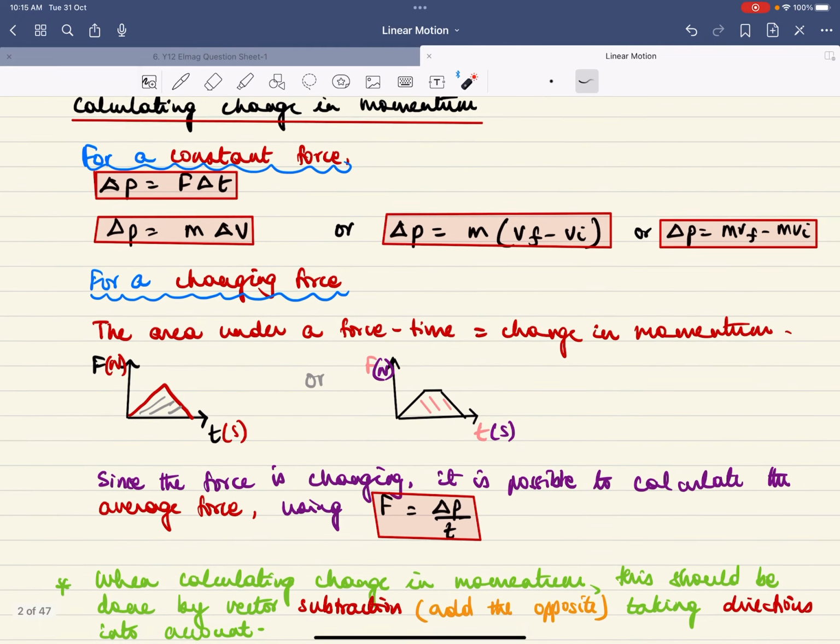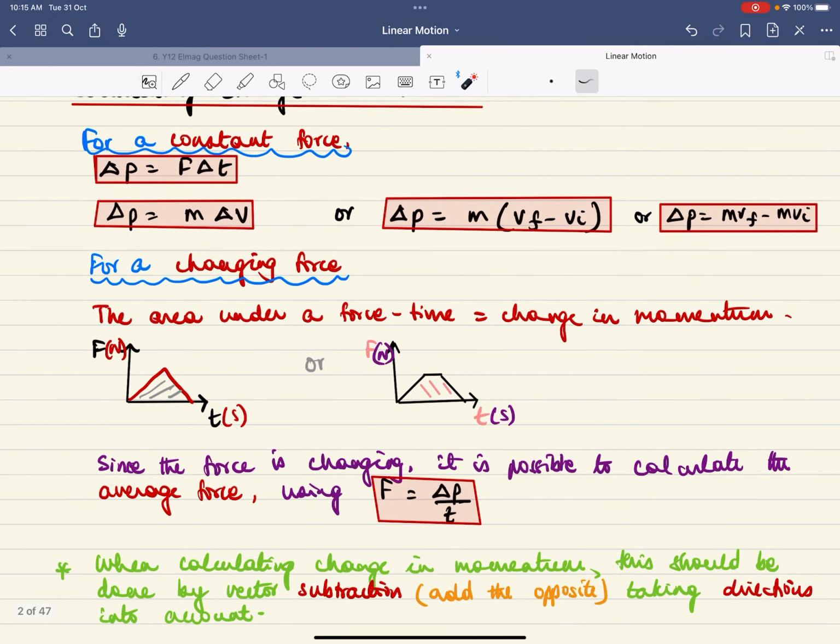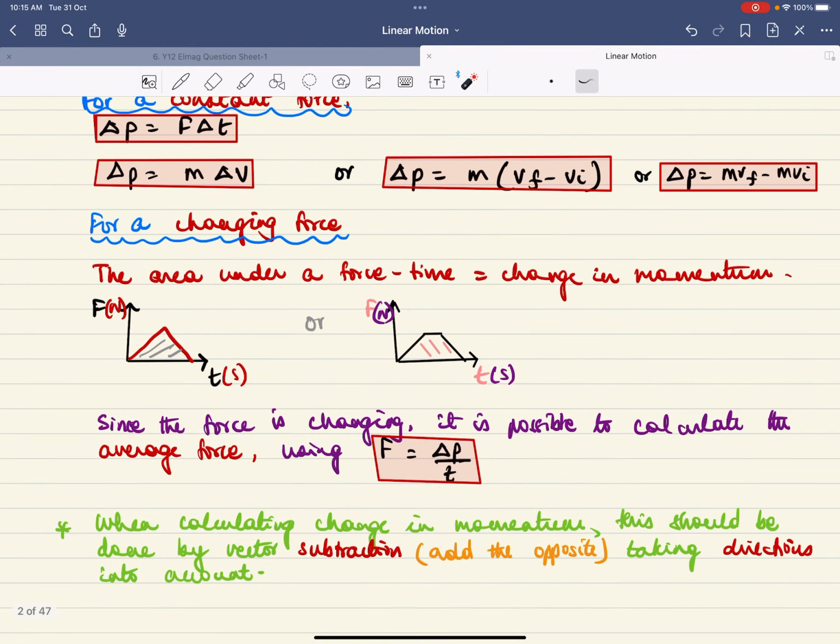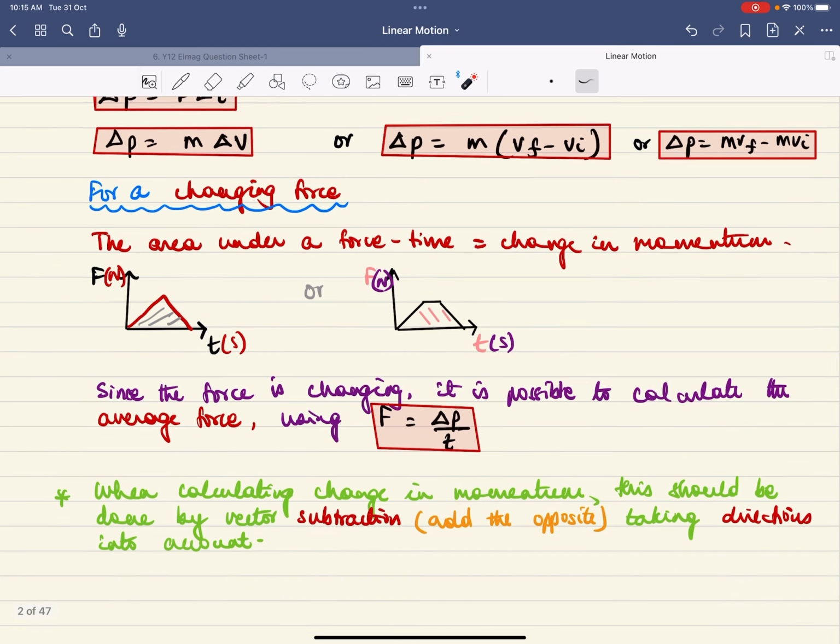Okay, now since the force is changing, it is possible to calculate the average force, which is F equals delta p over t. Now, when calculating change in momentum, this should be done by vector subtraction. And when you do vector subtraction, the rule is you add the opposite, taking directions into account.